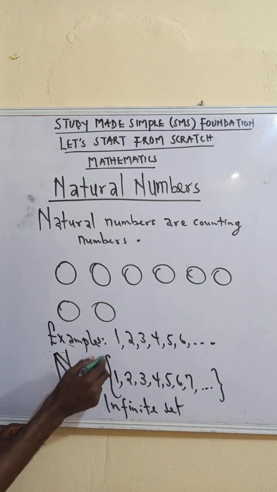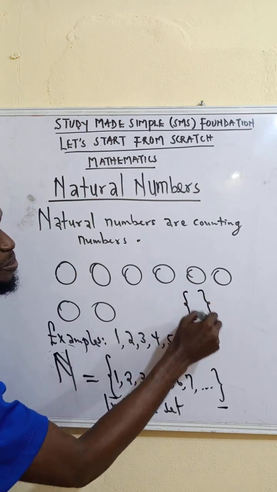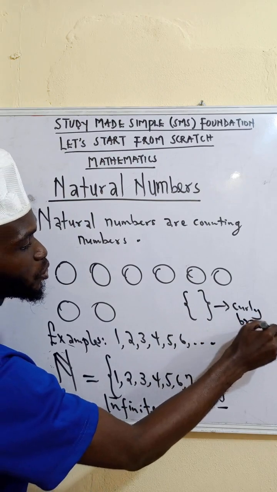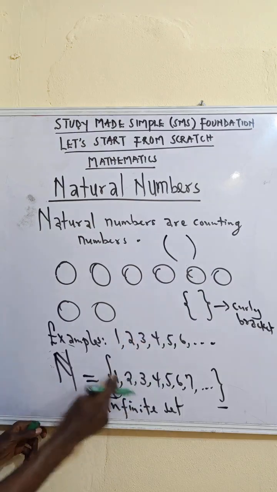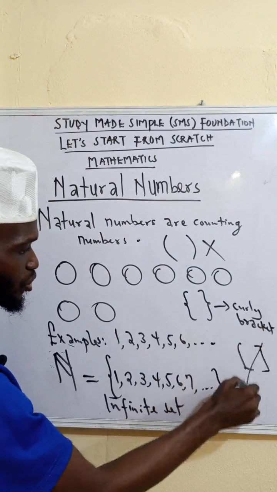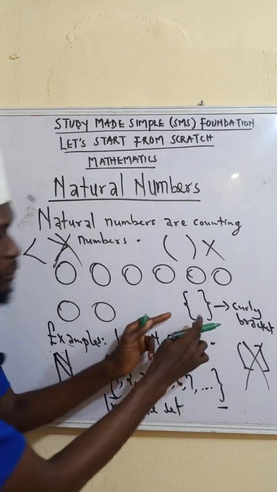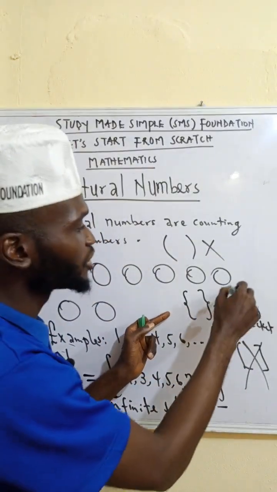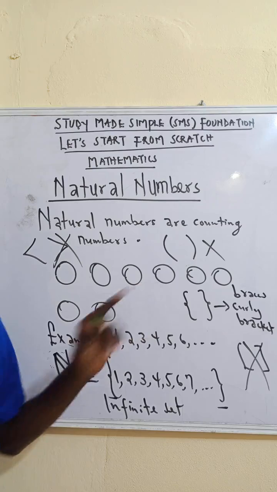Secondly, you can see that I use this kind of bracket for my set. This is what we call curly brackets. Curly brackets. That's what we use to represent sets. So I can't use this here. It's wrong. And I cannot use this. It's wrong. In fact, I can't use this. It's wrong. This is the only bracket allowed to represent sets. We also call it braces. Now, this is the second thing to learn.